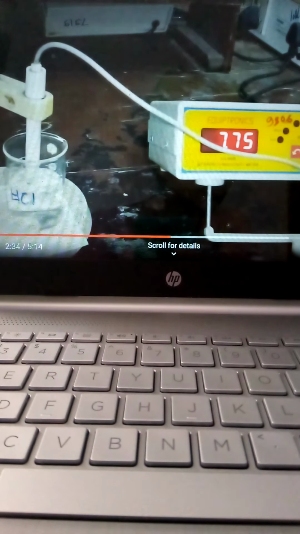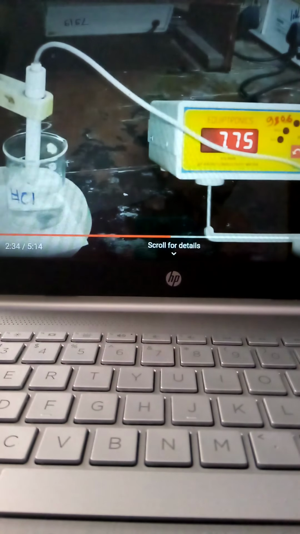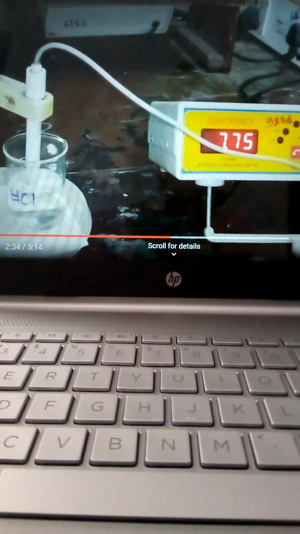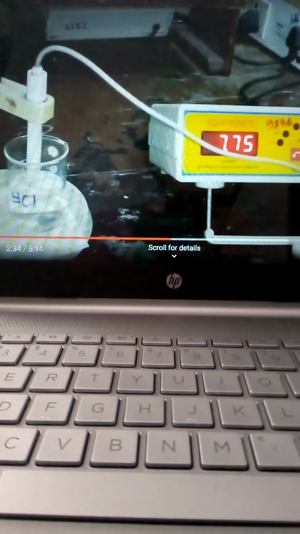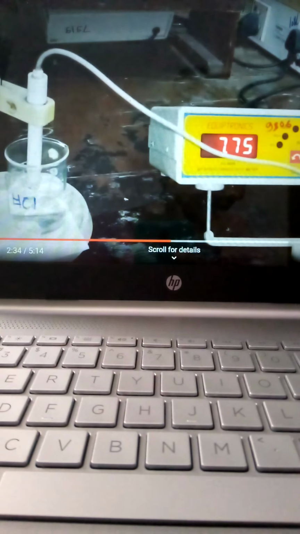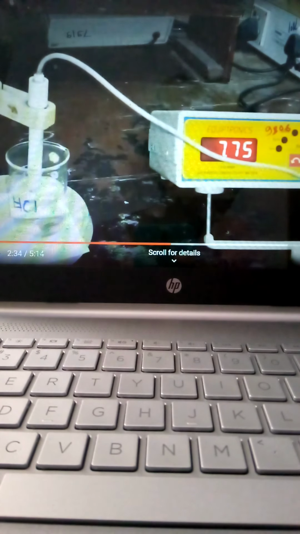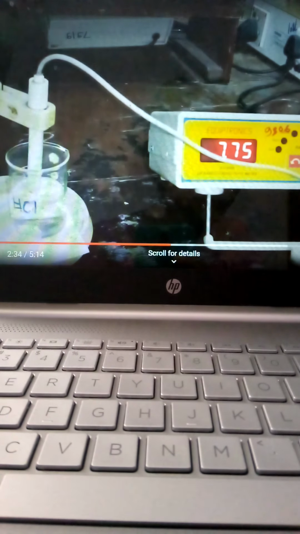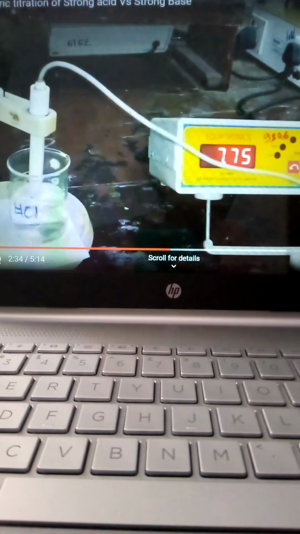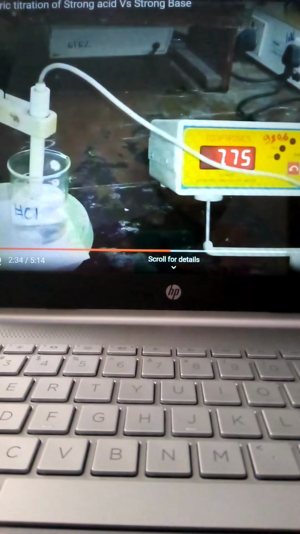After finding the normality of HCl, you have to calculate the weight of HCl per liter. The formula is normality of HCl into the gram equivalent weight of hydrochloric acid. The gram equivalent weight of HCl is 36.5. Then substitute the normality of HCl, and finally you will find the weight of HCl per liter.